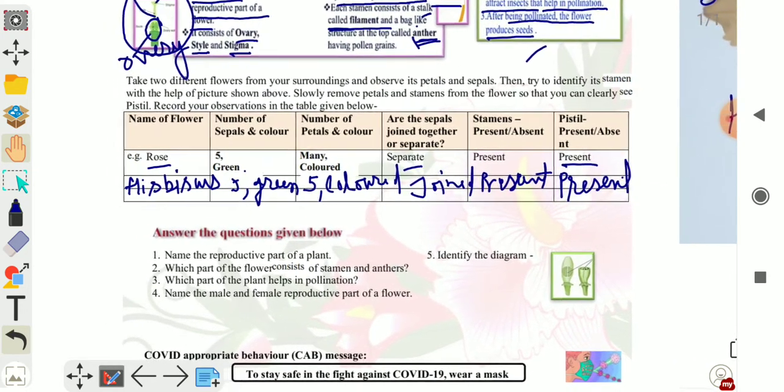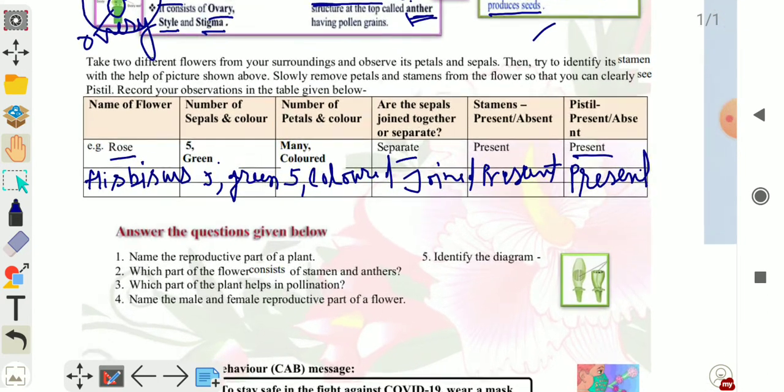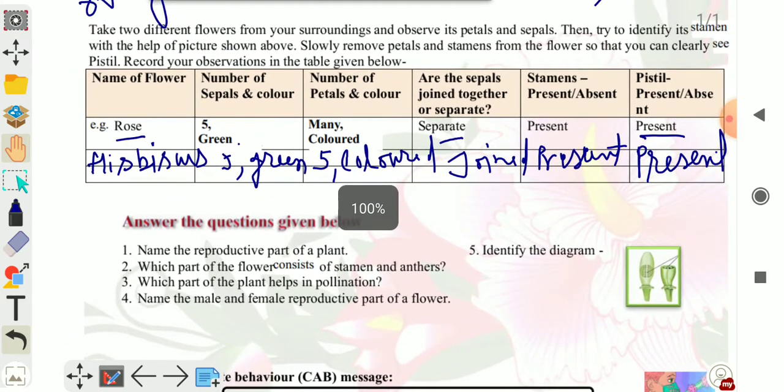Now we will discuss question answer. Your first question is, name the reproductive part of plant. So what is the reproductive part of plant is flower. You have to write flower. Flower is the reproductive part of the plant.